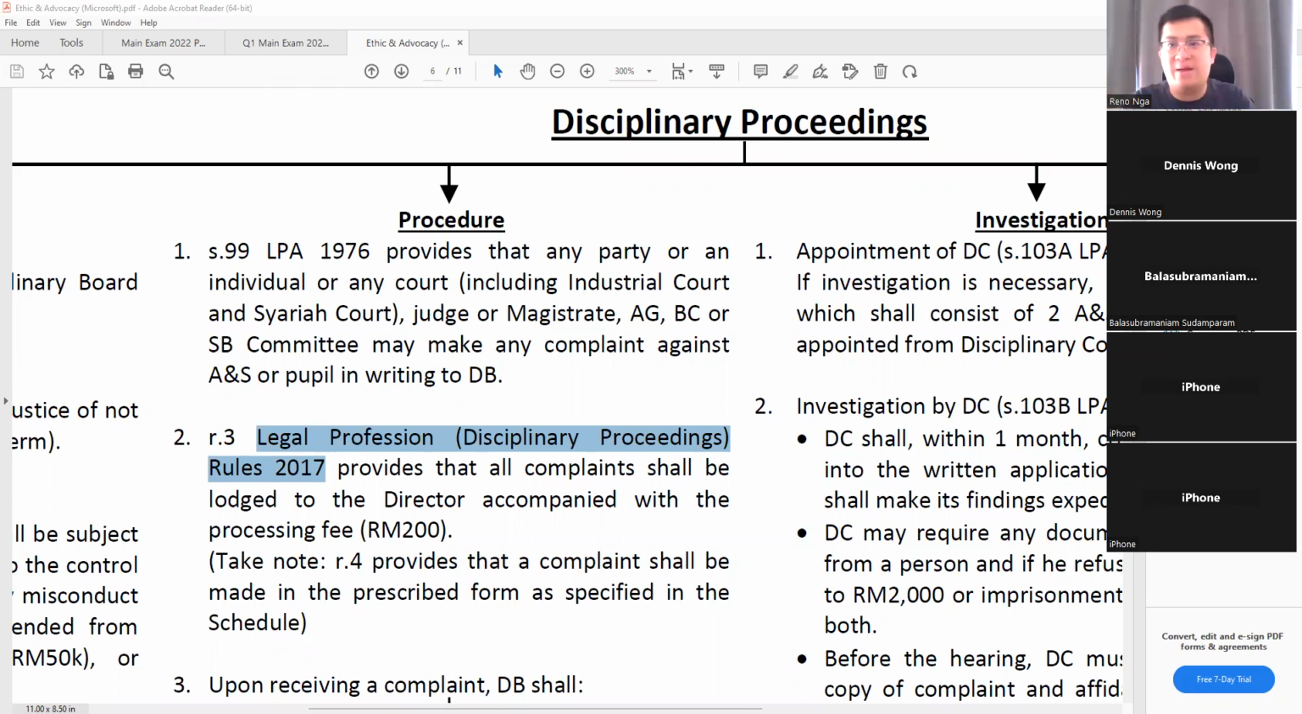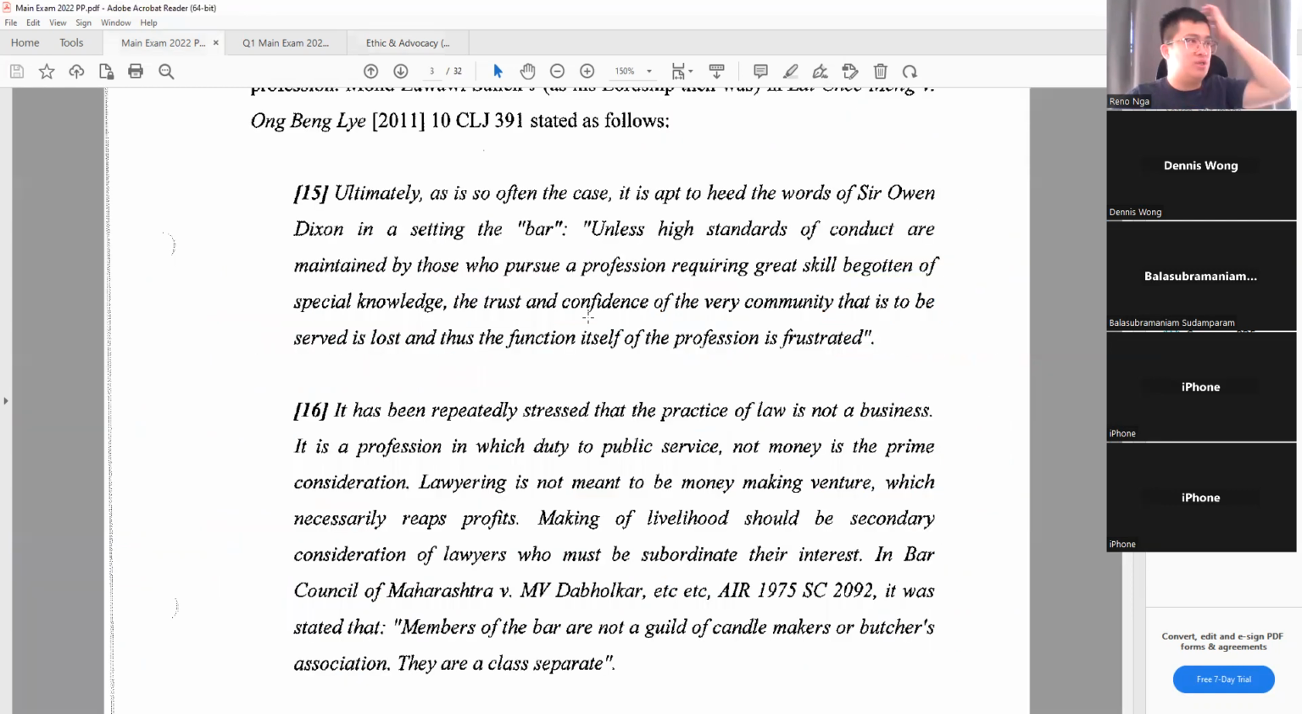So for those rules I mentioned, which are quite basic rules, you must take note and you must master them before you attend this professional practice. So let us go back to this question.